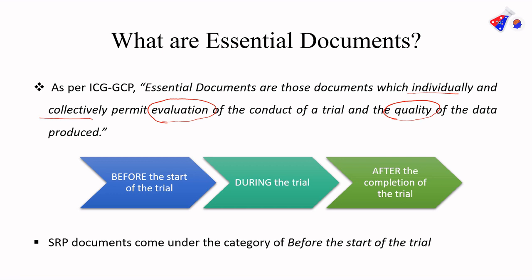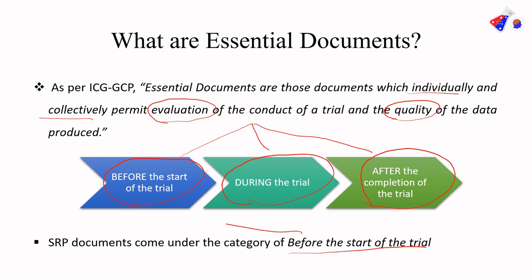So that is essential documents, and essential documents are further divided into three types. The first type is essential documents required before the start of the clinical trial, essential documents required during the clinical trial, and documents required after the completion of the clinical trial. These three are the bifurcations of essential documents required before, during, and after the trial. So where does the site regulatory package fall in? Site regulatory package documents come under the category of before the start of the clinical trial.